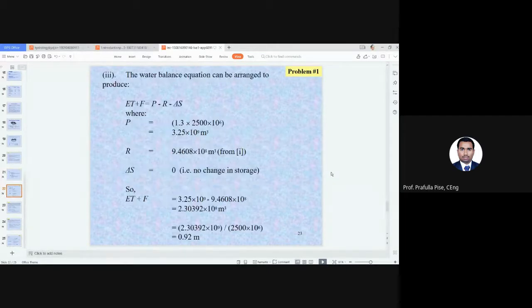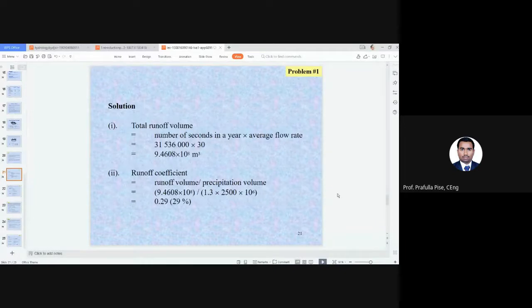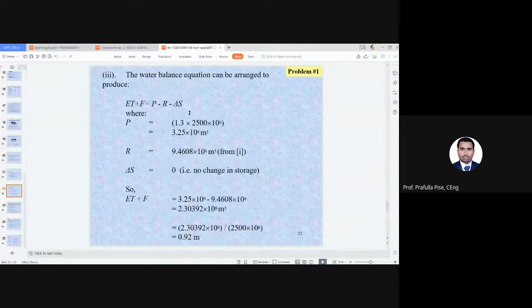Third, they have asked how much water is lost. So we have to find out the water loss for evaporation, transpiration, and infiltration. So we are going to write the water balance equation, which can be written as ET, evapotranspiration, plus F equals P minus R plus delta S. P is precipitation, which we have already figured out: 1.3 times 2,500 times 10 to the power 6. So it is going to be 3.25 times 10 to the power 9 meter cube.